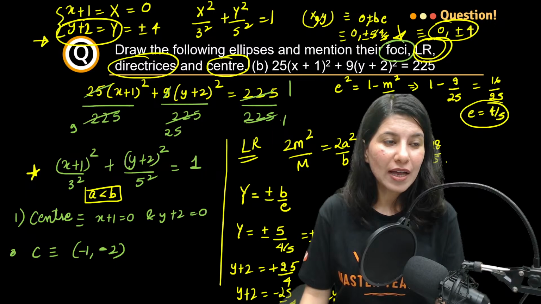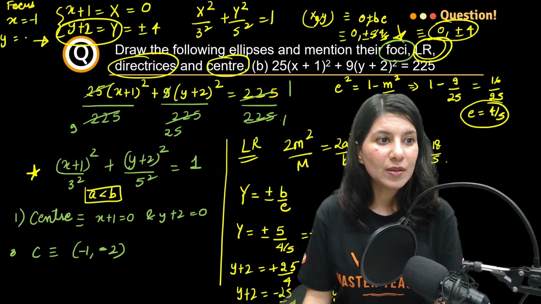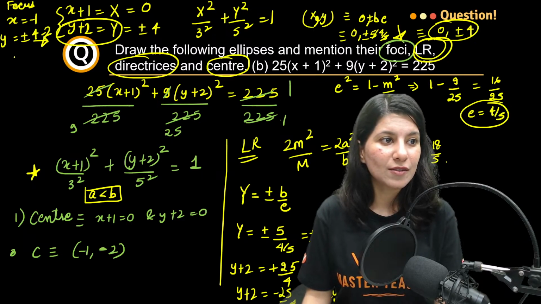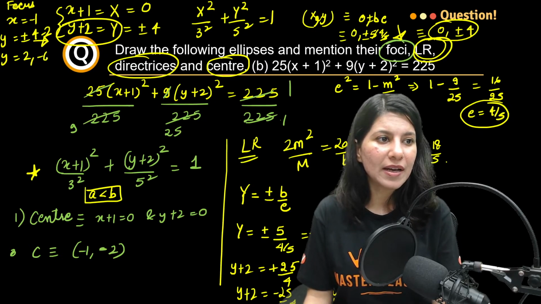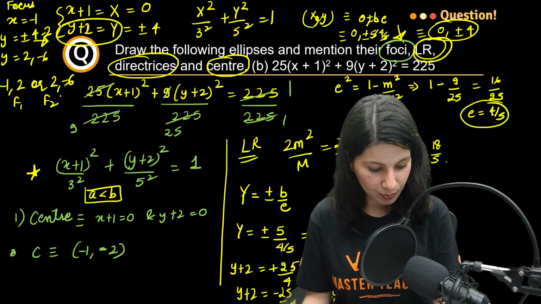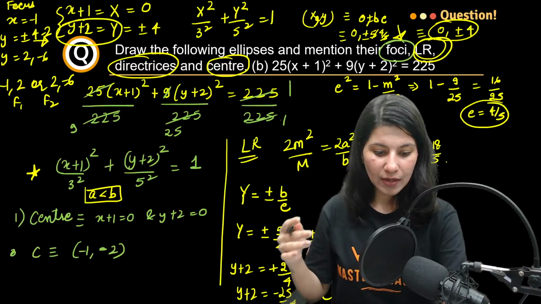So now if you calculate the focus, it is going to become x equals minus 1 and y will be equal to plus minus 4 minus 2. So y is 2 or y is minus 6. So (minus 1, 2) or (minus 1, minus 6). These are F1 and F2, right? Yes. So let us just have a look at once.